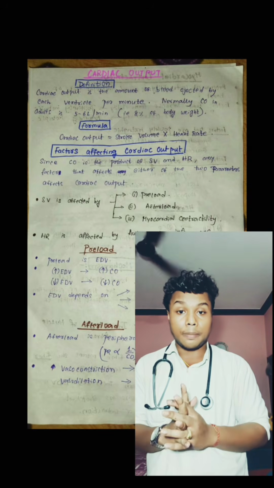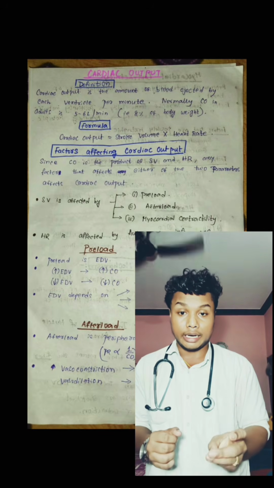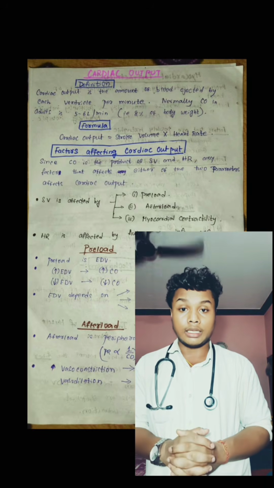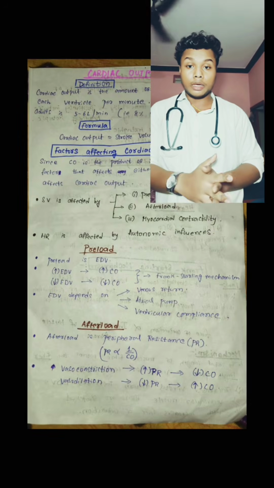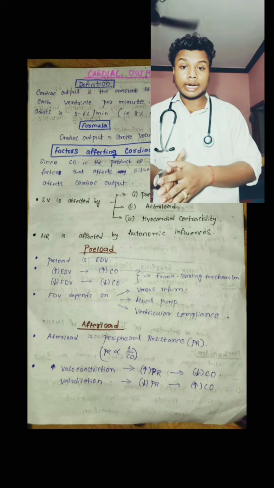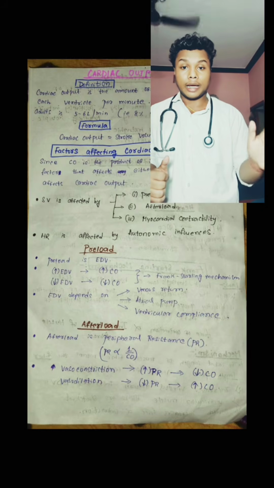The stroke volume is affected by factors like preload, afterload, and myocardial contractility. Heart rate is affected by autonomic influences, that is sympathetic and parasympathetic stimulation. Now preload. What is preload? Preload is end diastolic volume. Increase in end diastolic volume increases cardiac output. Decrease in end diastolic volume decreases cardiac output, which is described by Frank-Starling's mechanism.